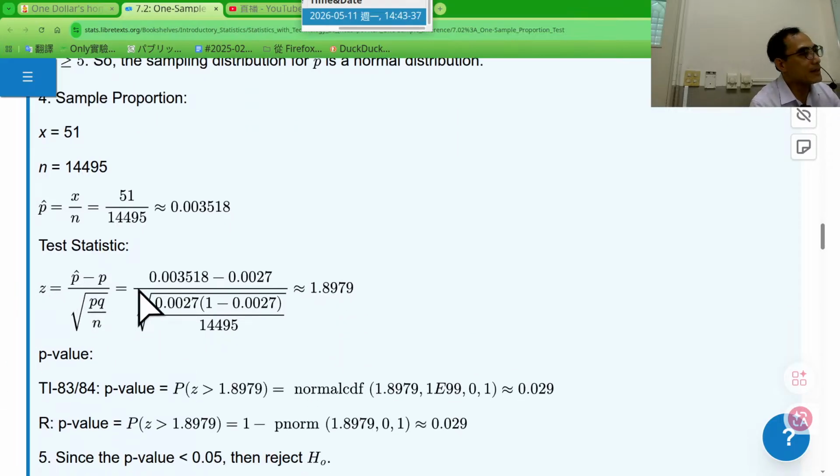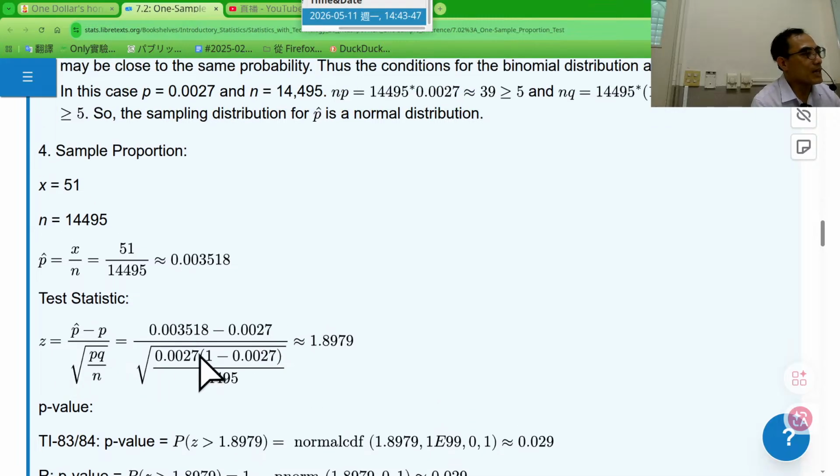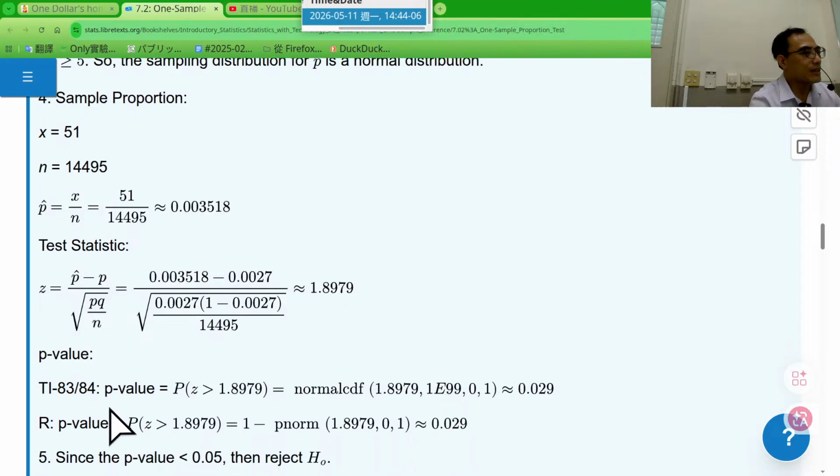Then the test statistic Z equals p hat, 0.003518, minus 0.0027, divided by the square root of P times Q, where P is the original proportion and Q is 1 minus 0.0027, divided by 14,495, and the answer is close to 1.8979. Then calculate the p-value. The p-value is about 0.029.